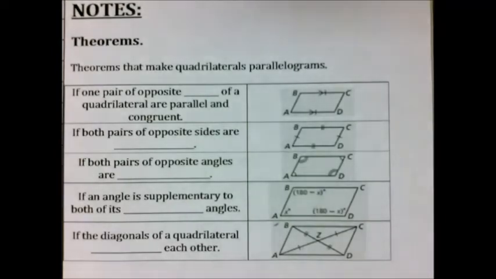And then this last final joke here: you might be a parallelogram if the diagonals of a quadrilateral bisect each other, meaning that the sides AZ and CZ are congruent, and BZ and DZ are congruent. They bisect each other, they cut each other in half.